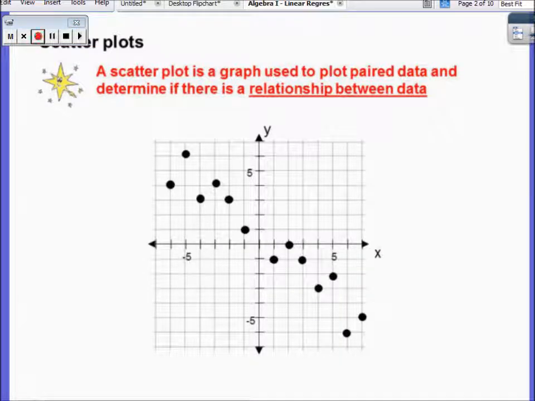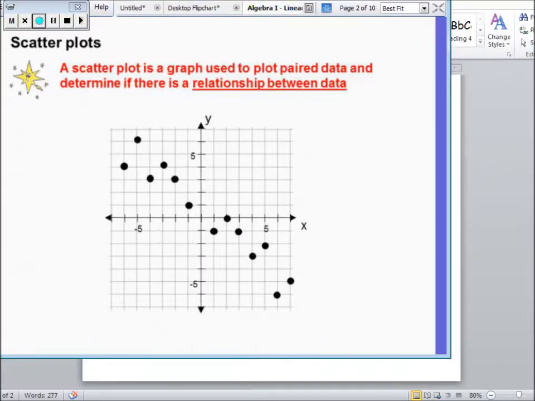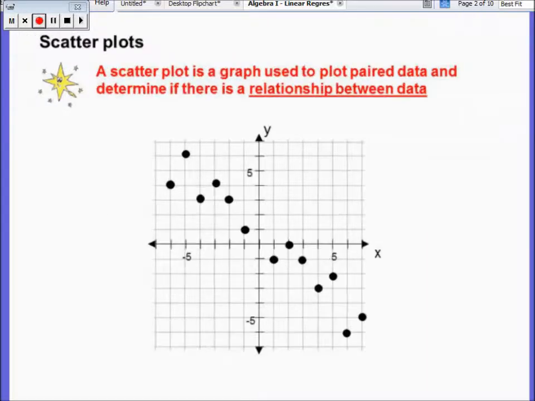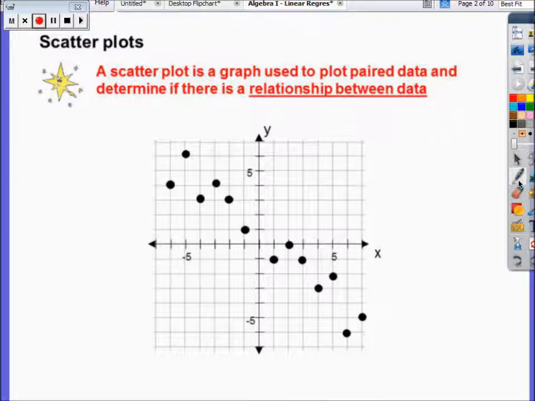So first we need to talk about what scatter plots are. Scatter plots are just a graph basically of ordered pairs, and it's used to plot data to determine if there's a relationship between that data. As you can see on this, we just have a bunch of random ordered pairs. And the point of scatter plots is to look at these ordered pairs and see if there's any type of relationship. So looking at that relationship is what we're going to be getting into next.